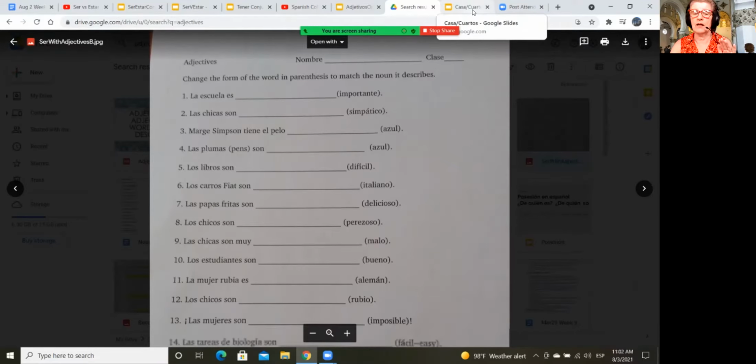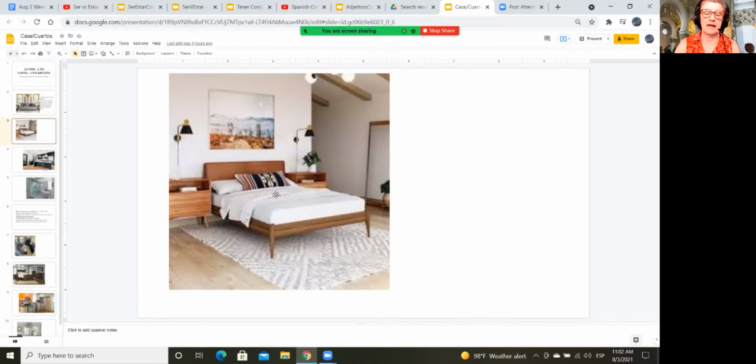The next thing I want you to do is talk a little bit about la casa, and I apologize we didn't get to this today. I want you to describe how many rooms you have in your house. And again, in the email, I'll put the whole description. So for example, I would start off with, tengo una casa grande. I have a big house.